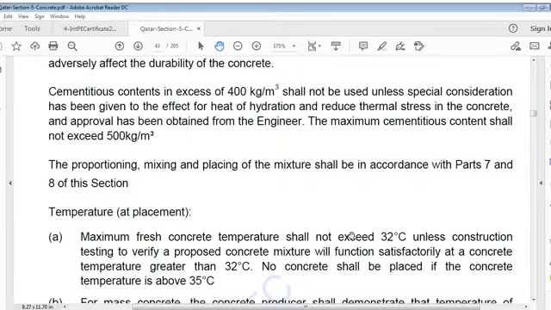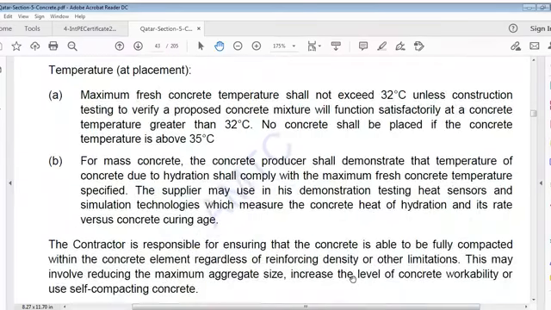Proportioning, mixing and placing of mixture shall be in accordance with Part 7 and Part 8 of this specification. Temperature at placement is very important from a quality viewpoint, which we people miss here. It's a very important point, and it was used in the 80s in Gulf countries. I controlled the temperature even in 1986.